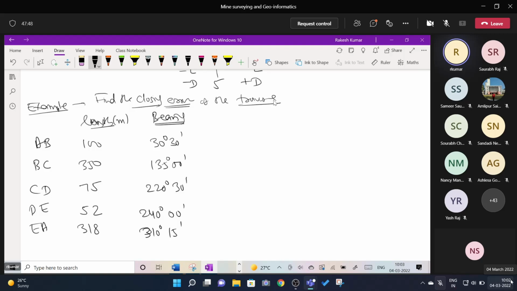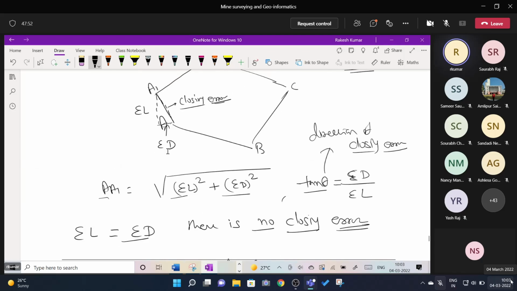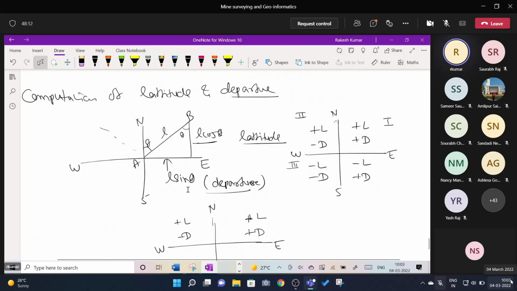This is our main concept. You have to find this AA1. If you see the figure, I have to find the AA1. These data are given. How to proceed for this type of numerical? See, I am considering the theta in the quadrant, so it means I am considering the quadrantal bearing. Am I right?